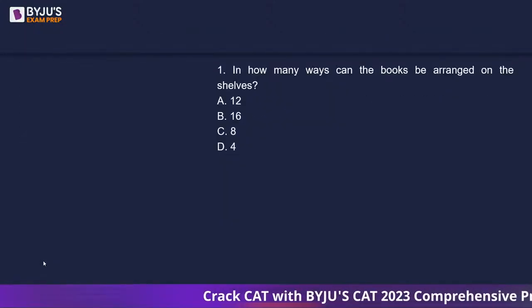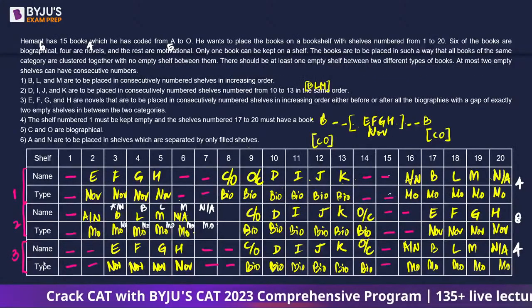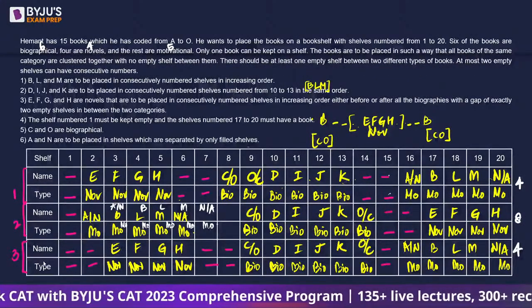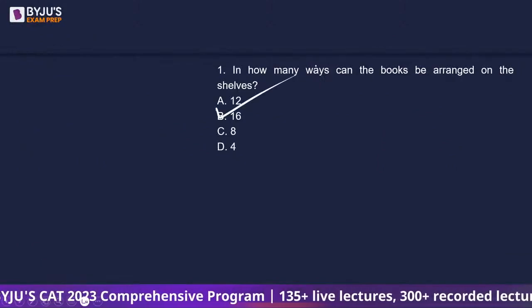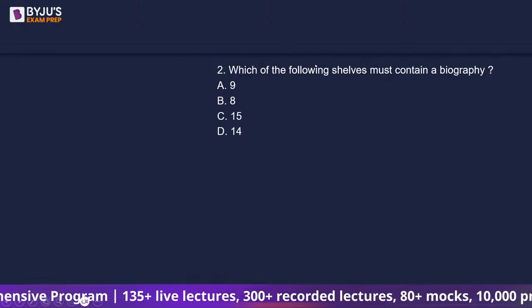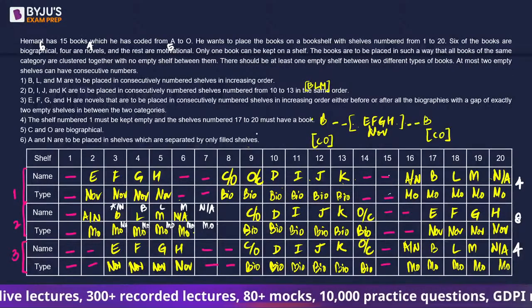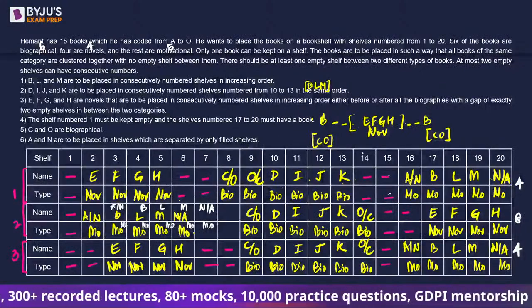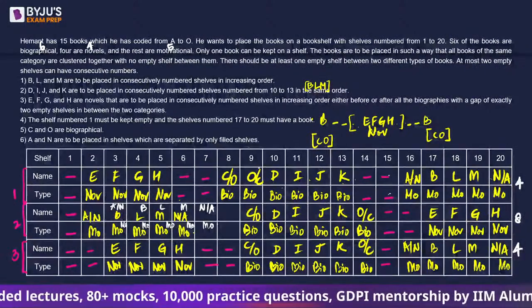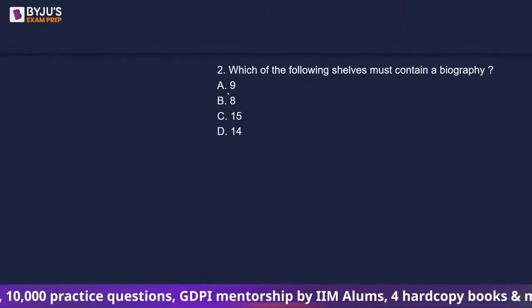Okay, first question. In how many ways can the books be arranged on the shelves? 4 plus 8 plus 4, 16 cases. Which of the following shelves must contain a biography? 9, 8, 15 and 14. So obviously 9. 9 will definitely contain a biography.